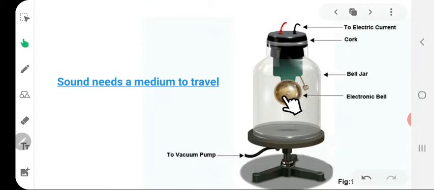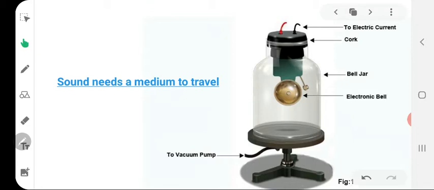This hammer is going to hit the gong and you can listen to the sound being produced. Now one end of this glass bell jar is connected to a vacuum pump. What is the purpose of this vacuum pump? Obviously to extract air out of this jar and create vacuum inside this jar.